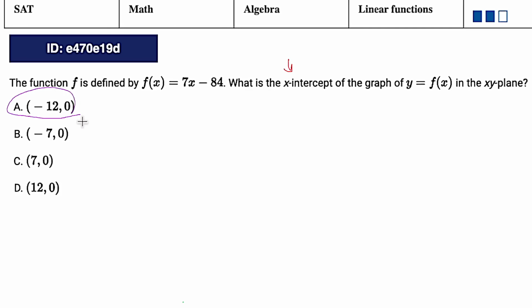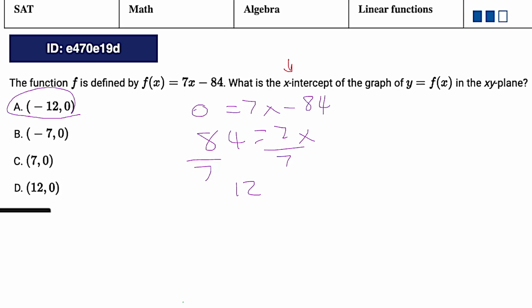And that was pretty fast, but if you also know that the x-intercept is when y equals 0, we could pretty quickly say, 0 equals 7x minus 84. Move the 84 over, 84 equals 7x, and then divide by 7, 84 divided by 7 is 12. And I just realized I circled -12 instead of +12. It should be choice D here, not choice A. My bad. But yeah, that one's kind of a toss-up, depending on how fast you are at doing the arithmetic there.